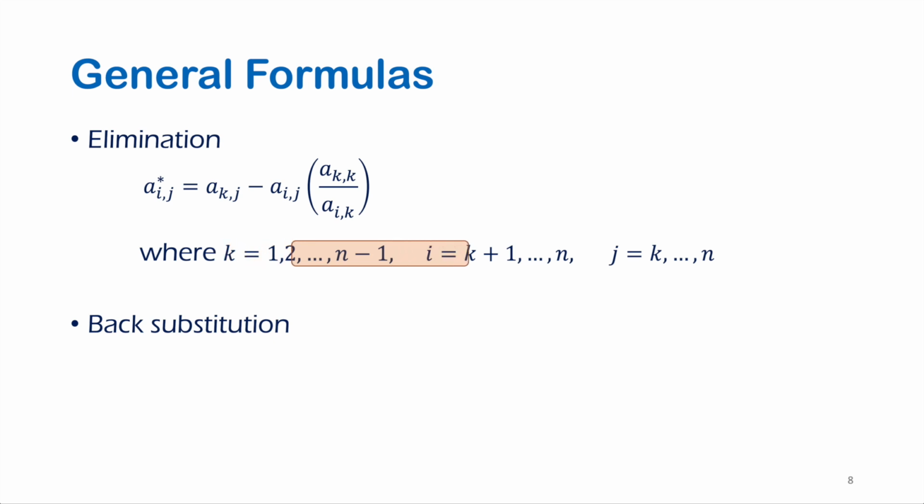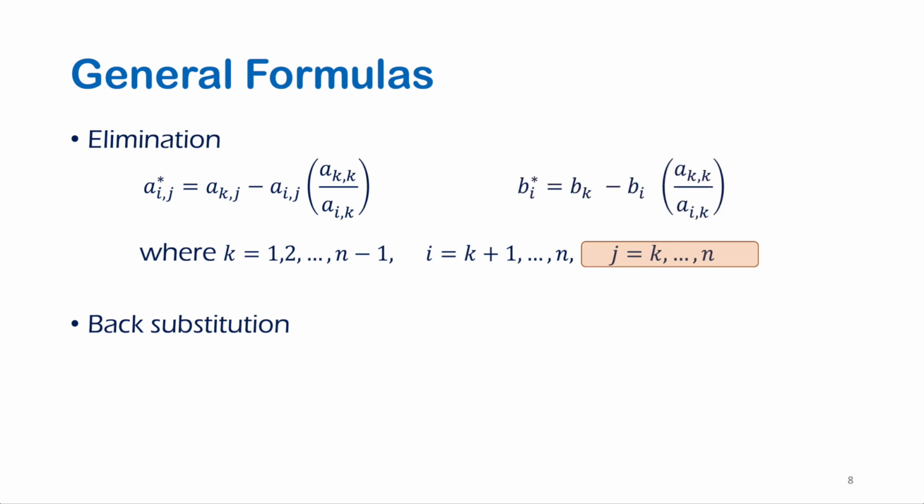i is the index of the rows under the fixed one, so it should start at k plus 1 and go to the last row n. To perform the multiplication and subtraction of each element in any row, j is the index of the columns, and it should include the column corresponding to the fixed row, as we saw before, so it should be from k to the last column n.